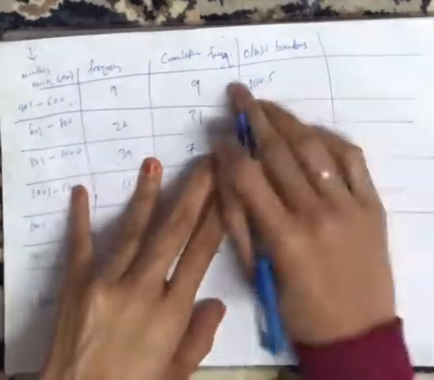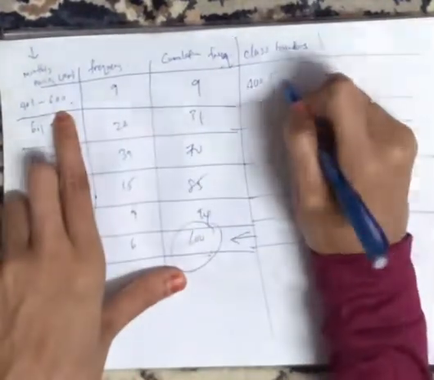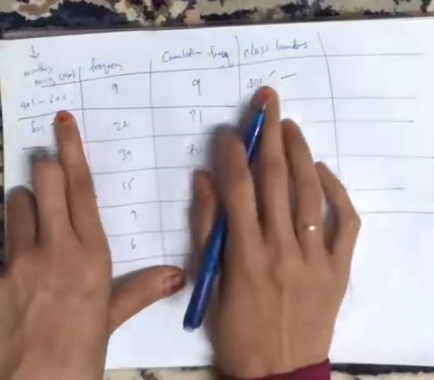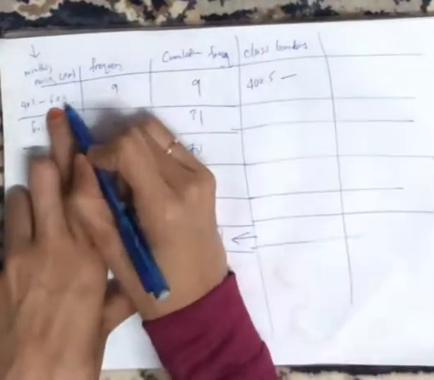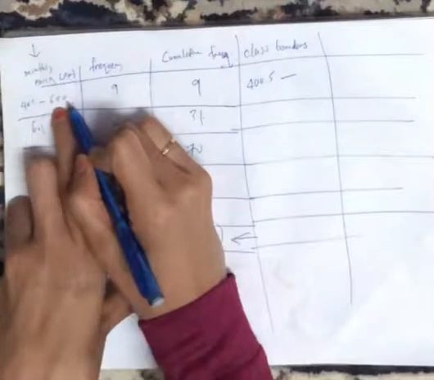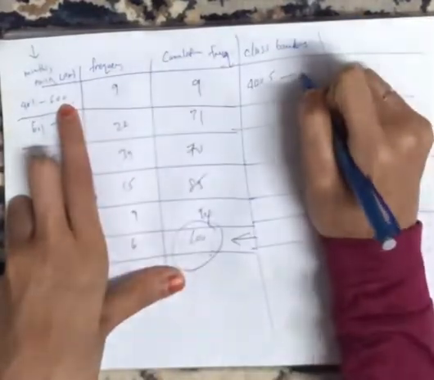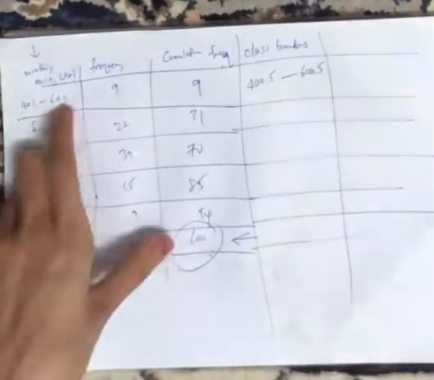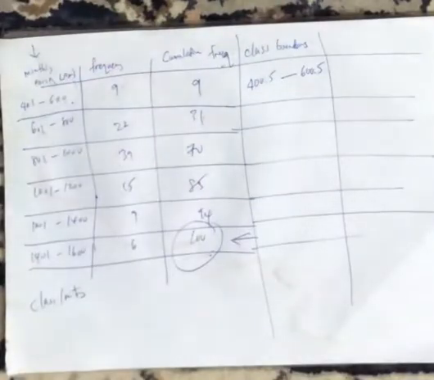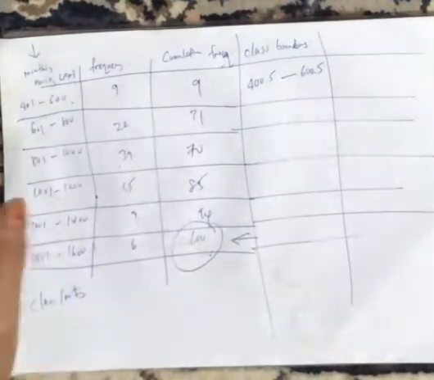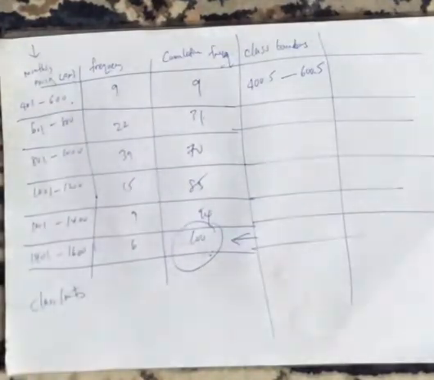Okay, and then for the class boundaries, I mean 400.5 until, okay, you take the upper boundary here 600 and then it becomes 600.5. How to get it? Actually they have a formula, is it? If you still remember, not the formula, the definition, class boundary is given by the midpoint of the upper limit of the one class and the lower limit of the next class.